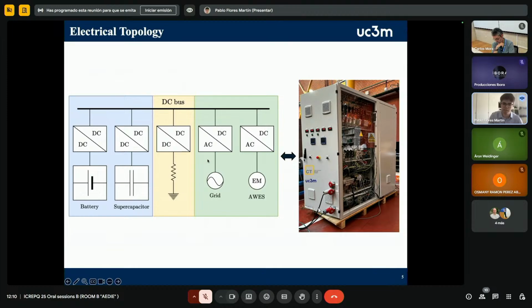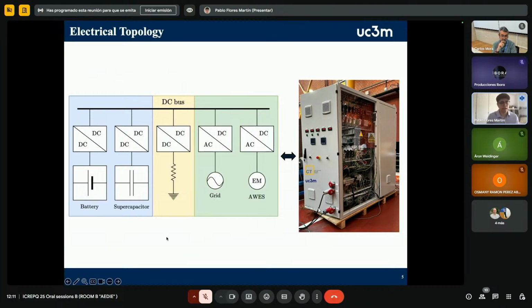First, the AC section, which includes the AWES generator and the grid connection. Second, the DC section with a battery and supercapacitor, both managed through individual DC-DC converters. And third, a braking resistor, also using its own DC-DC converter, which enables controlled energy dissipation in overvoltage scenarios.